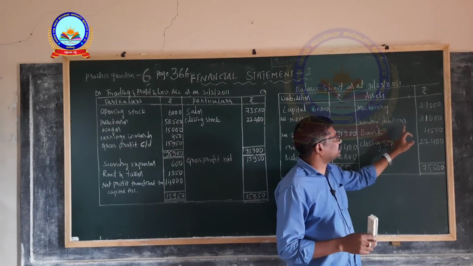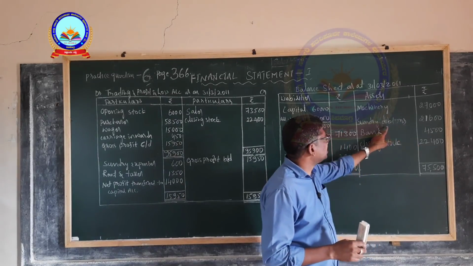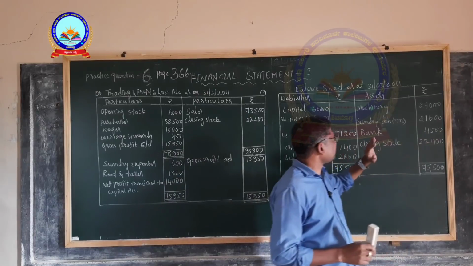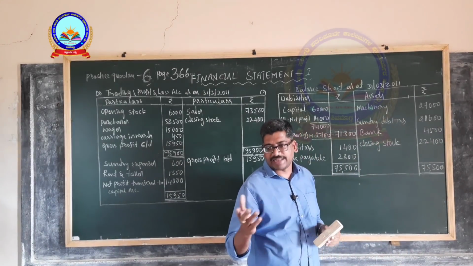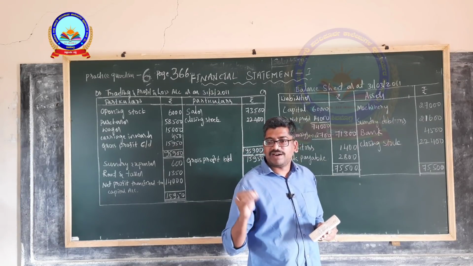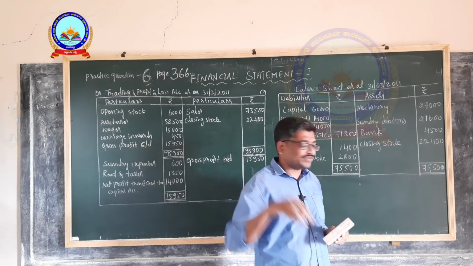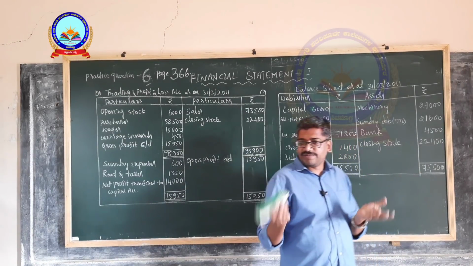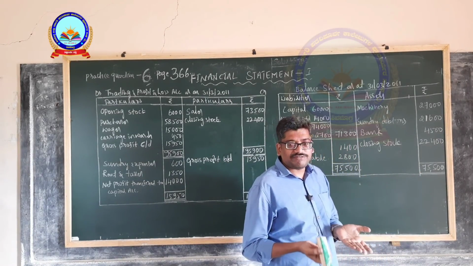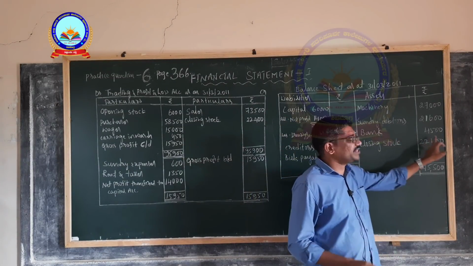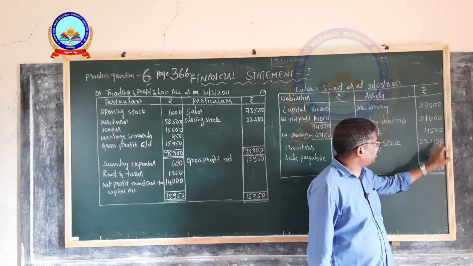Sundry debtors, it is a current asset. Record sundry debtors 21,600. Next, bank. So bank means cash with the bank, or money with the bank, or deposits with the bank. So our money is there in the bank. As long as our money is in the bank, that becomes part of assets. So therefore bank, that means cash at bank. So rupees 4,500 you record.